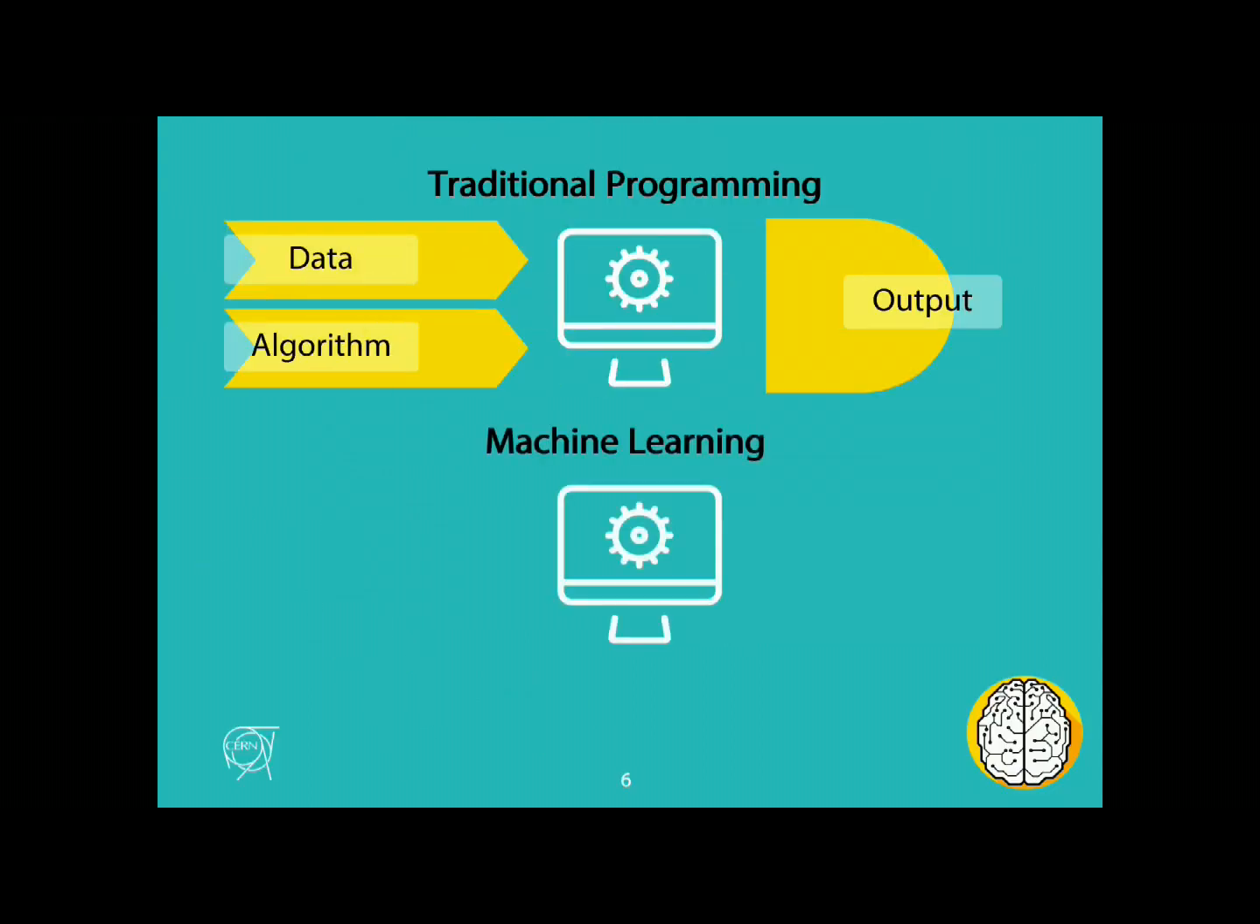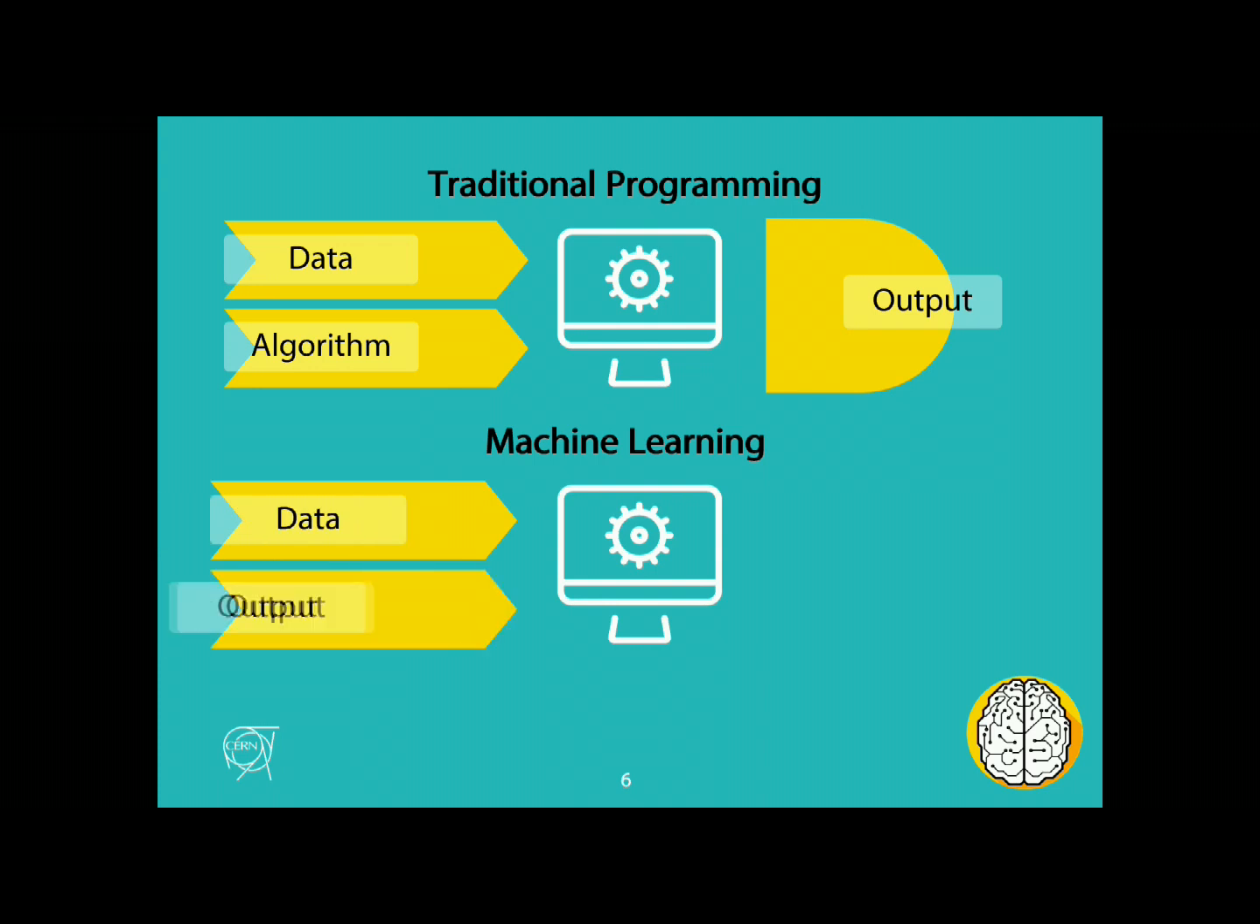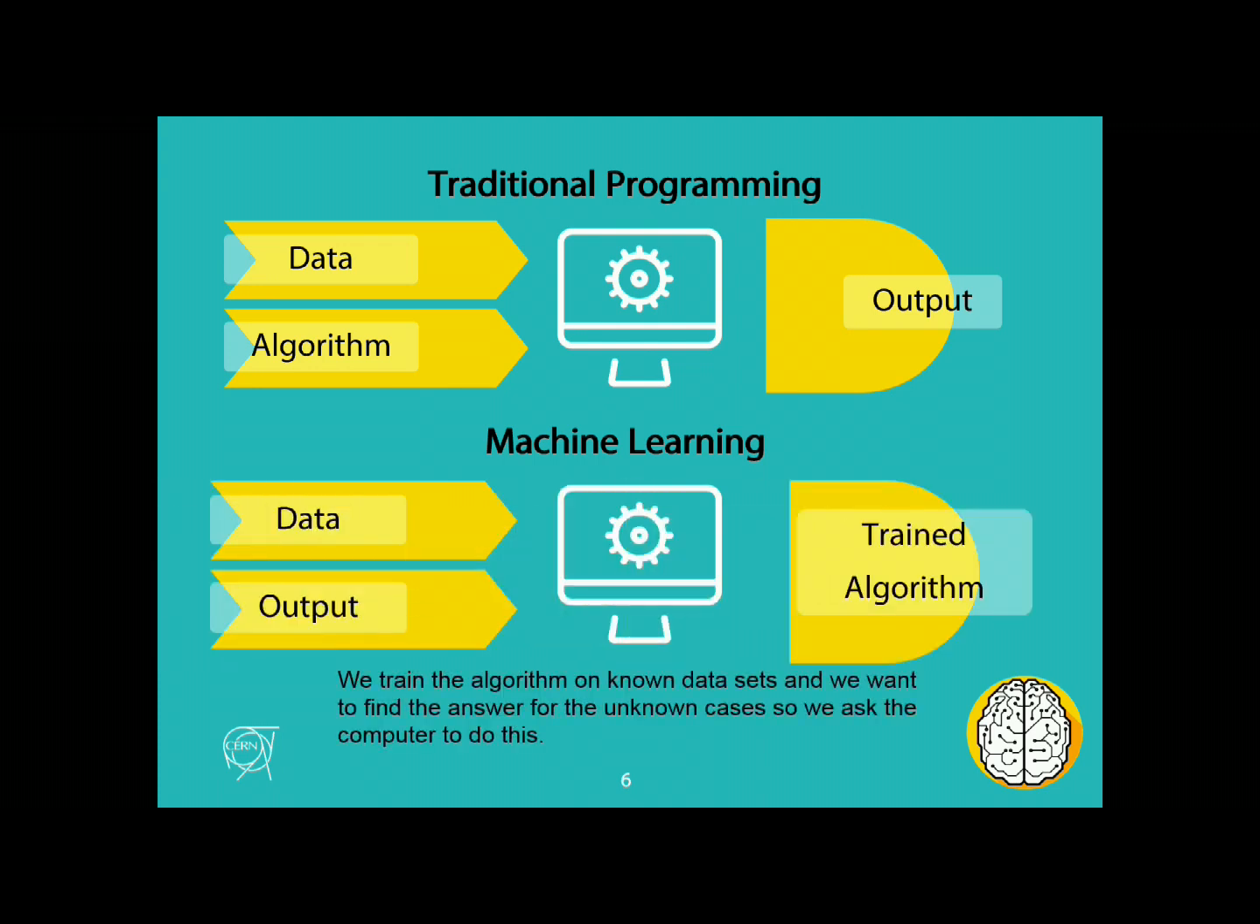This is a traditional programming. Actually, we give the machine our data, an algorithm, and we are just looking for the outputs. But in machine learning, in the training phase, we give the data and the output, and we want the trained algorithm. But in the application phase, we exactly do the same as here. We give the trained algorithm and data, and we are going to find the output.